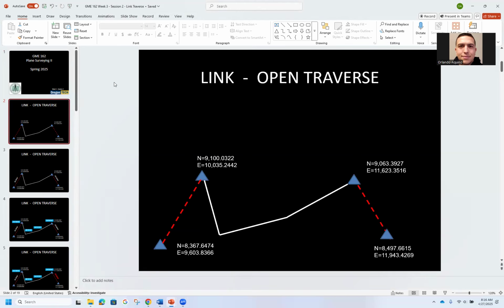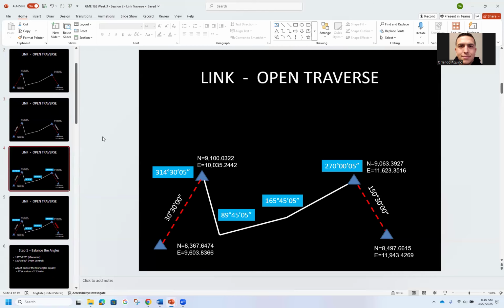For an open link traverse, again, we're going to start off with known coordinates of these benchmarks. And then we have ending benchmarks here that we have known coordinates of. In between will be our traverse data that we are collecting. Given the known coordinates, we're also given the known azimuths of these two legs. Our first azimuth is 30 degrees, 30 minutes, 0 seconds. And then the ending leg is 150 degrees, 30 minutes, 0 seconds.